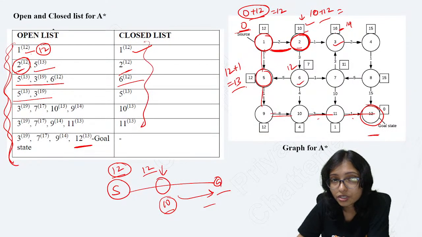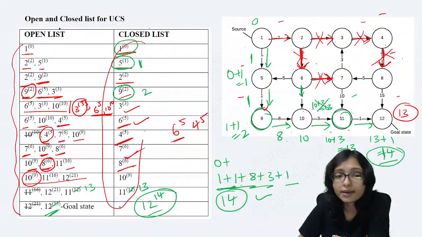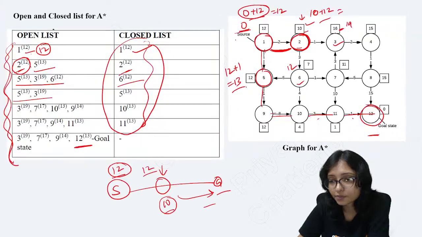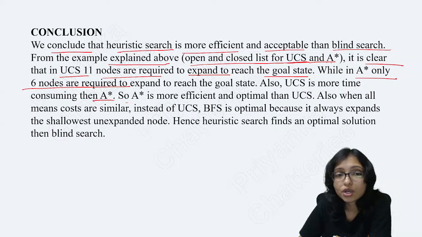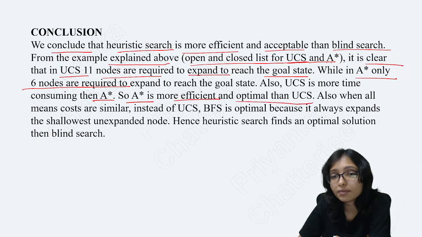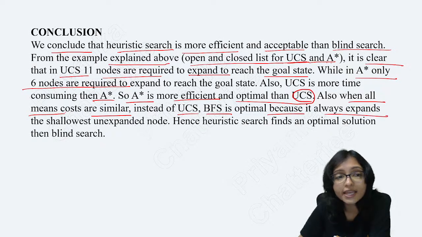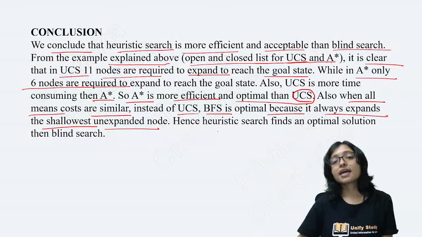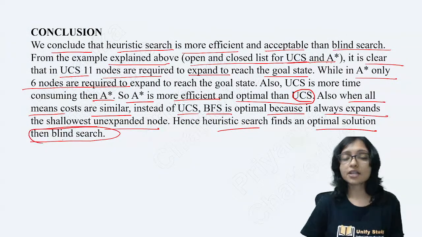Fewer nodes. These are the number of nodes to expand. But here a very large number of nodes are there to expand. And this is possible because of the heuristic value. Right. That is the advantage here. So A star is more efficient than the optimal UCS. UCS and BFS are optimal because they always expand the shallowest unexpanded node. Hence the heuristic search finds the optimal solution better than the blind search.